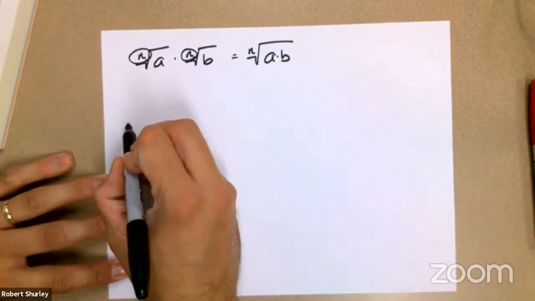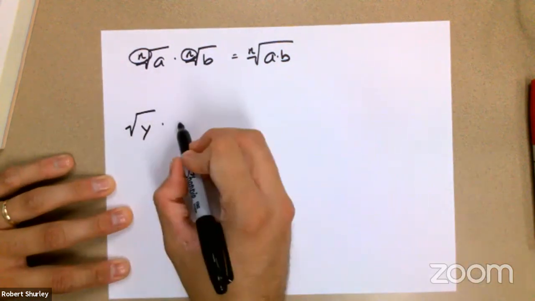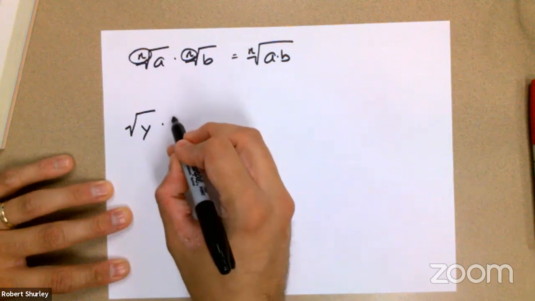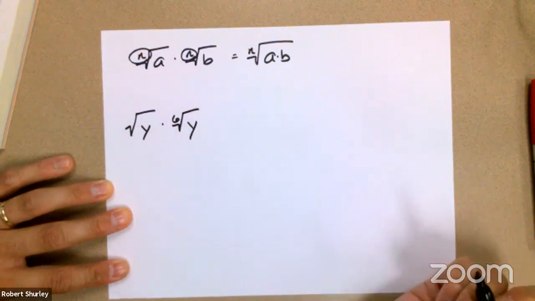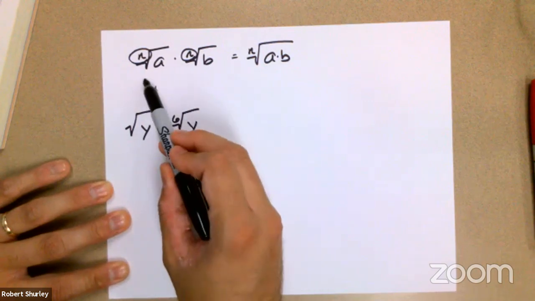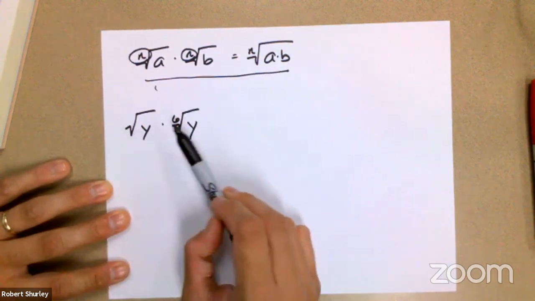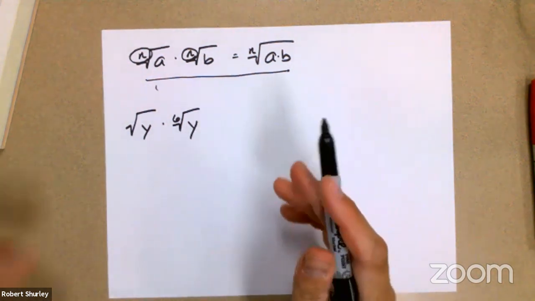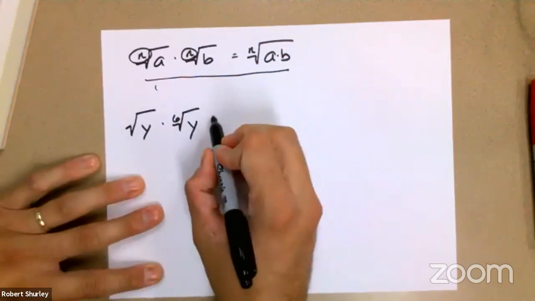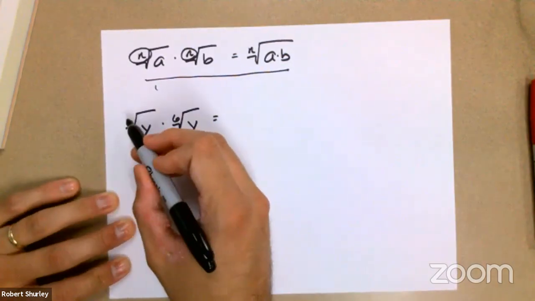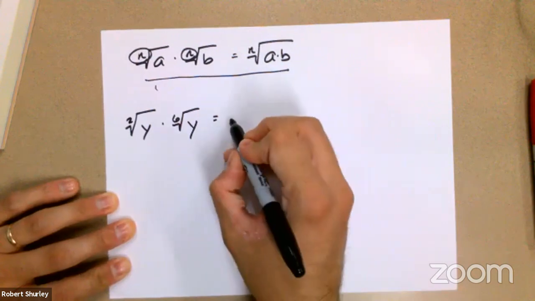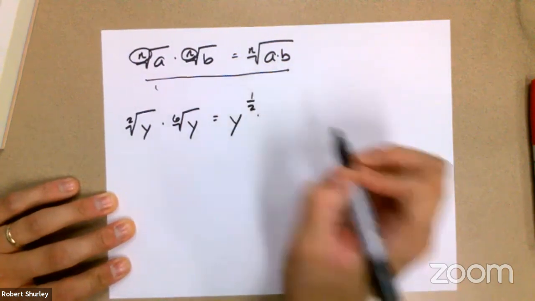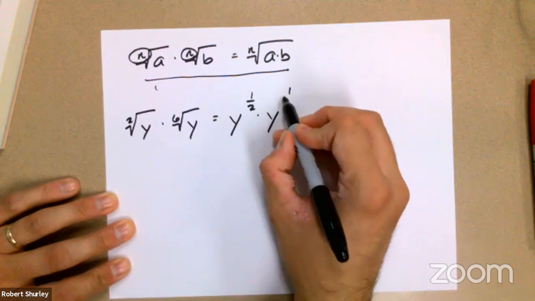So if I had, let's say, the square root of y times the 6th root of y, I can't use the rule we talked about yesterday because both these radicals have different roots, so I can't just combine them underneath. Instead, I can make these into exponents and then do the same thing. Remember there's a square root right here, we just don't write the 2. So it's y to the 1/2 times y to the 1/6.